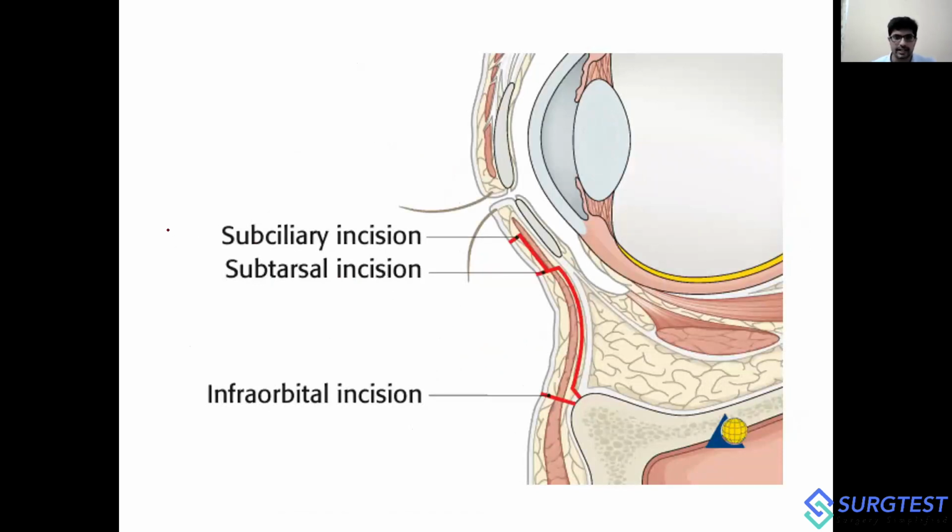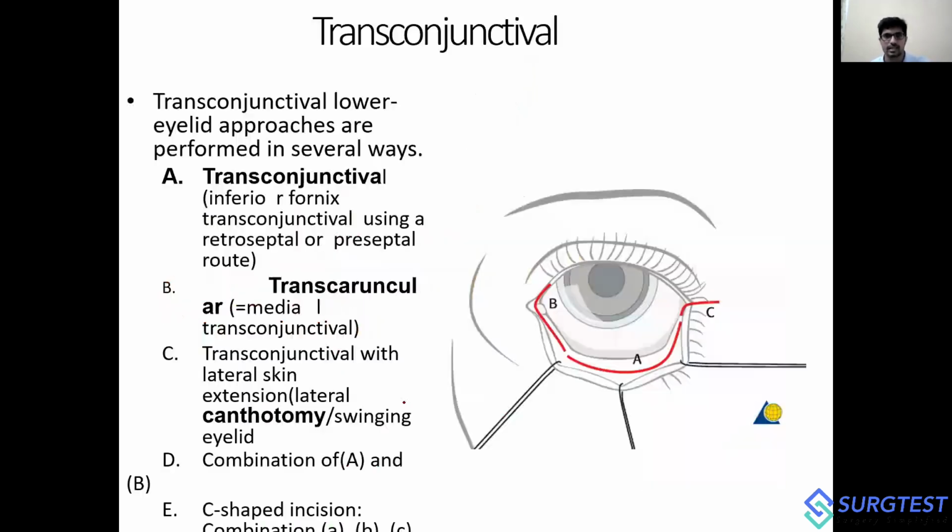With subciliary and subtarsal incisions, the main complication is entropion or ectropion for that matter. It is mainly due to malalignment while suturing the tarsal plate. The eyelashes might be directed inwards or outwards. It will cause permanent irritation to the patient. This is the disadvantage of these subciliary and subtarsal approaches. The infraorbital incision is less aesthetic. It can give you a bad scar.